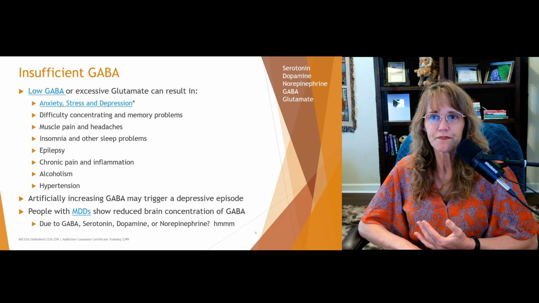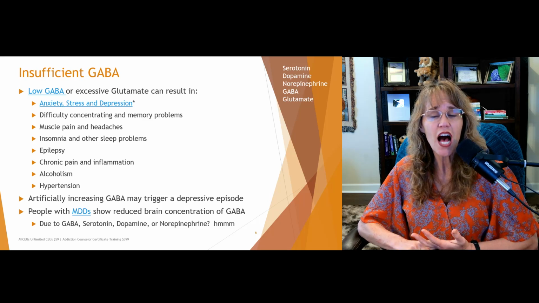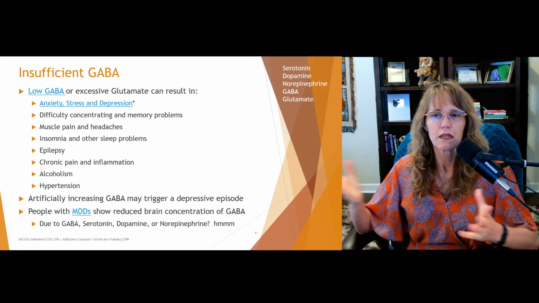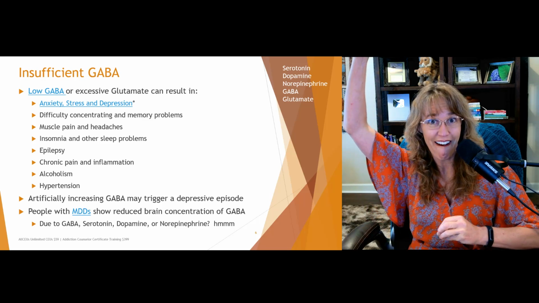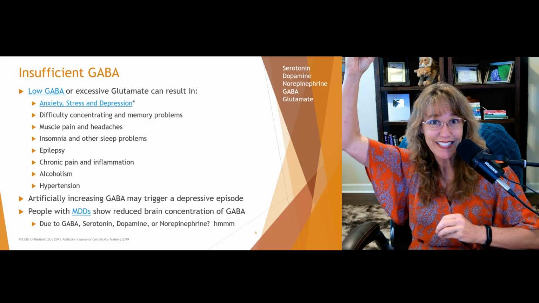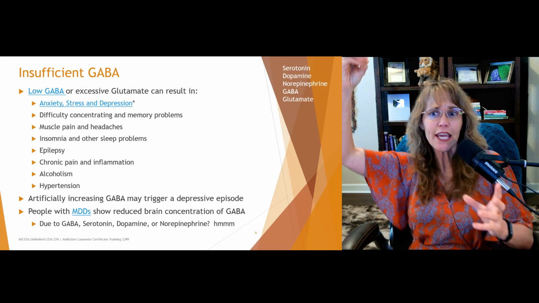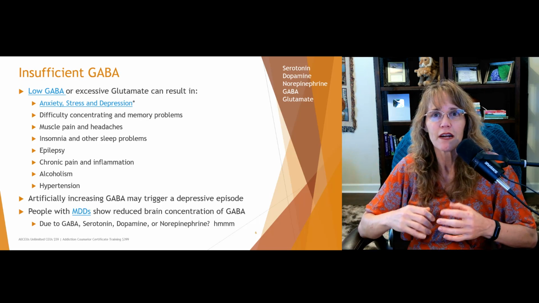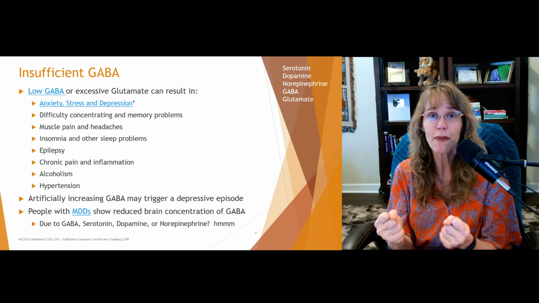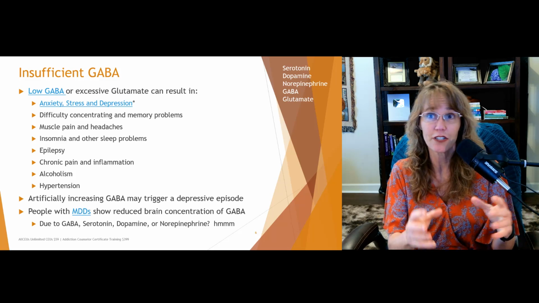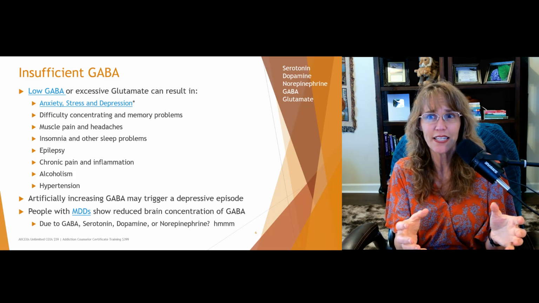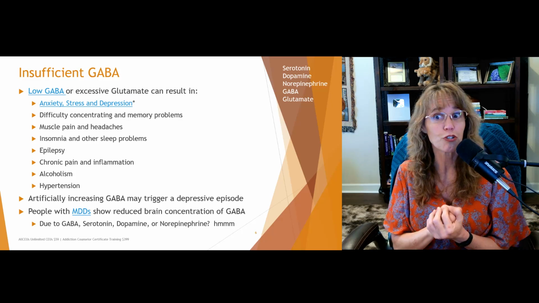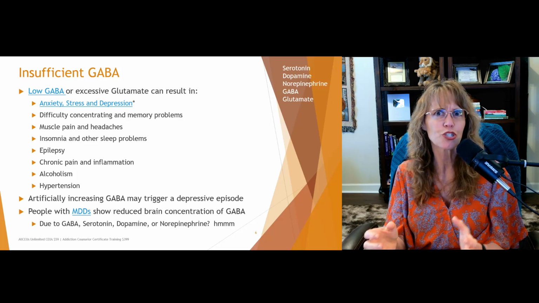Low GABA will contribute to difficulty concentrating and memory problems. Why? Well, when our glutamate levels are high, we're in fight or flight, or we're really excited. Either way, you're not going to be concentrating. If you're really super excited about something, or if you're terrified that you're going to be eaten by the hungry lion, you're not going to be learning things. You're not going to be remembering your grocery list. You're not going to be concentrating on TV.